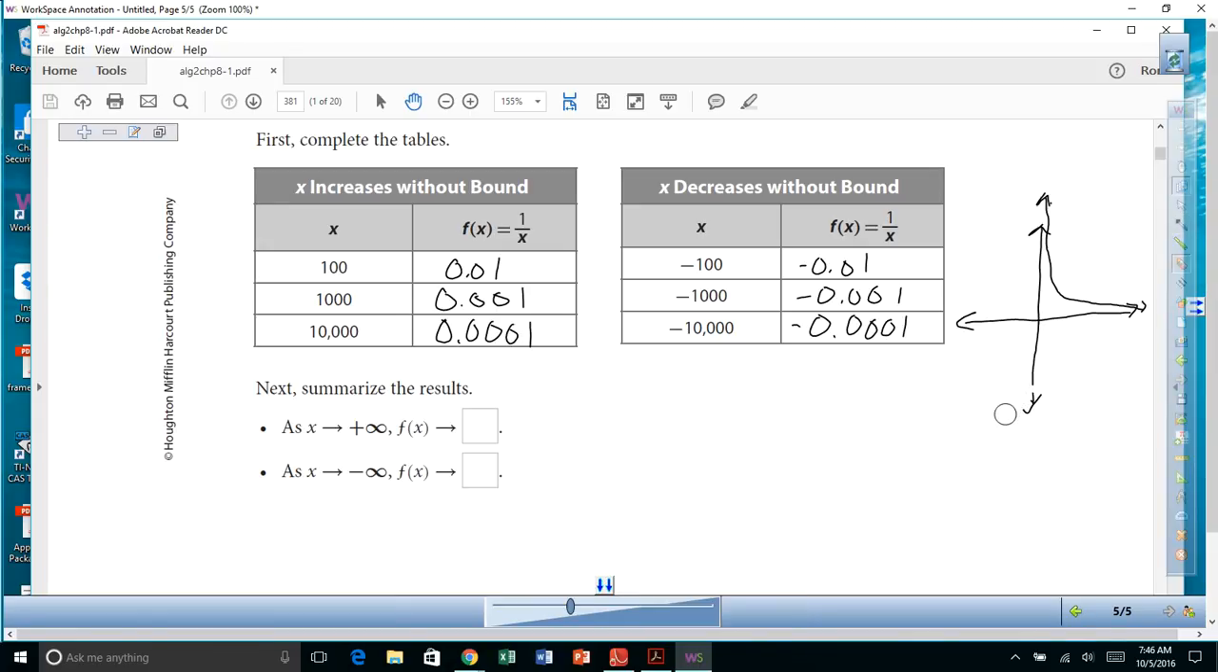It's like this. Turn it over soon there. And then as it gets out, it gets closer and closer. Next, summarize the results. As x approaches infinity, way out here, f of x approaches 0. As x approaches negative infinity, way out here somewhere, f of x is going to approach 0 as well. All right? Good.